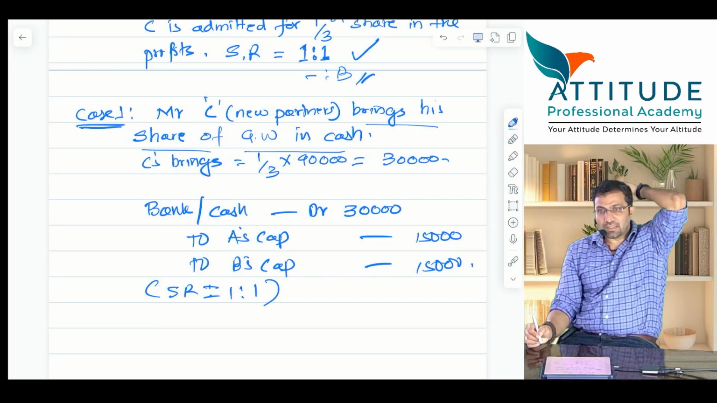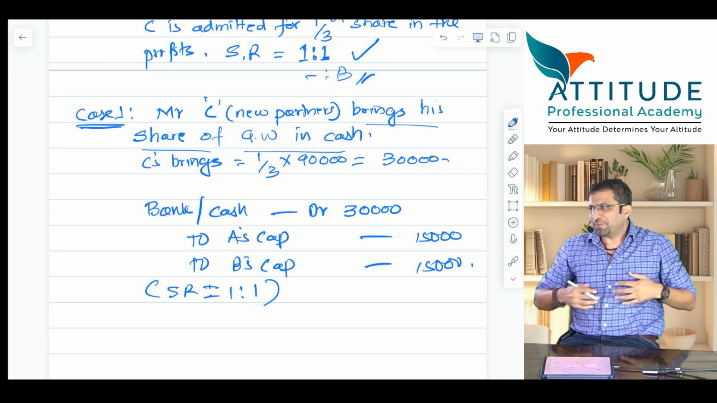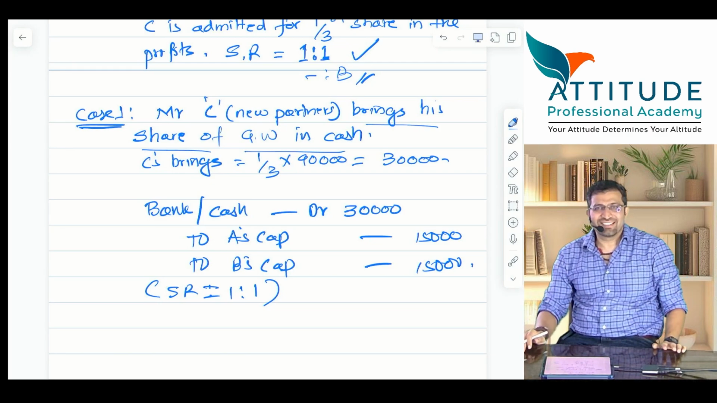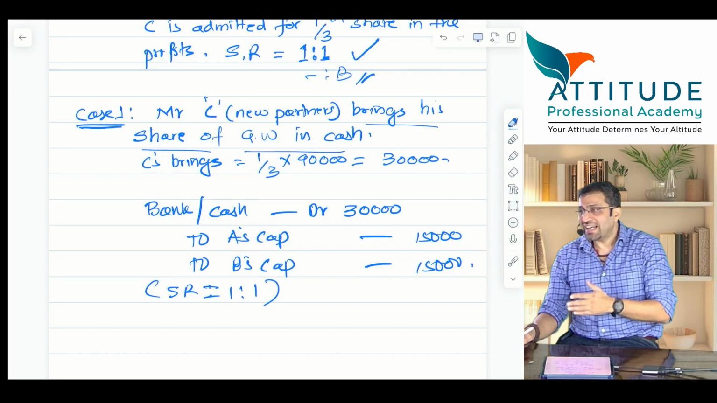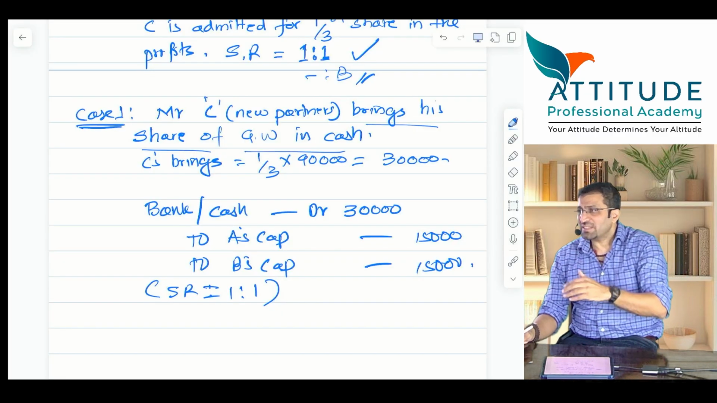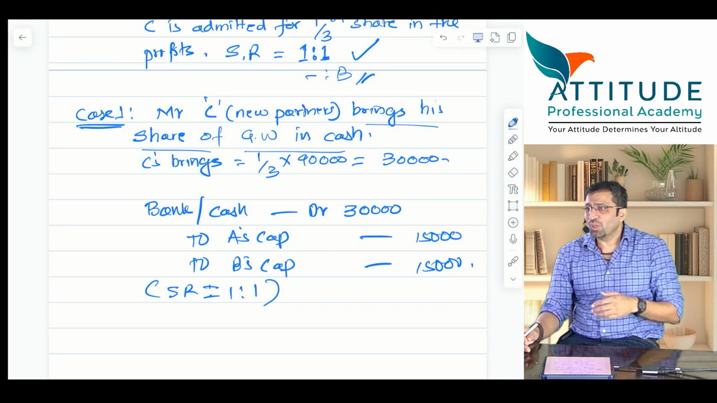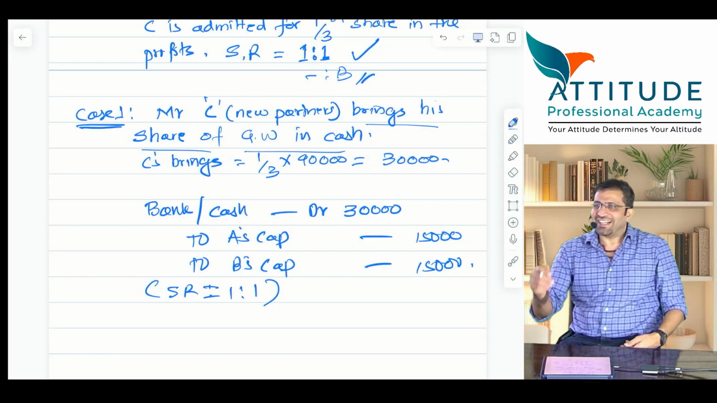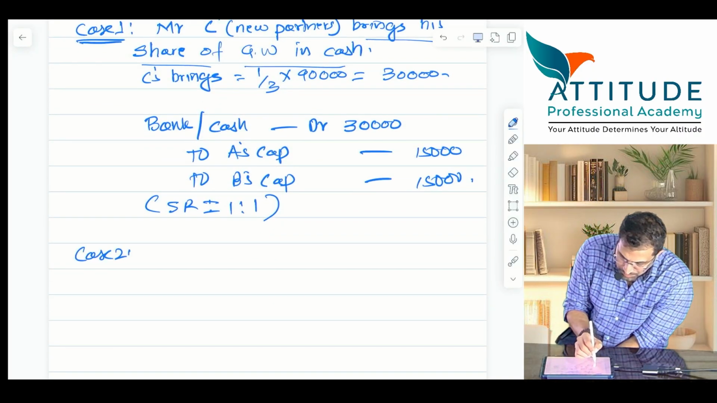Clear? Now tell me, are A and B happy? Up front, at least they are compensated. They are saying, it is good, going forward I won't get that much profit, but Mr. C is bringing in his share of goodwill, and we are getting that credit. This is how it happens.